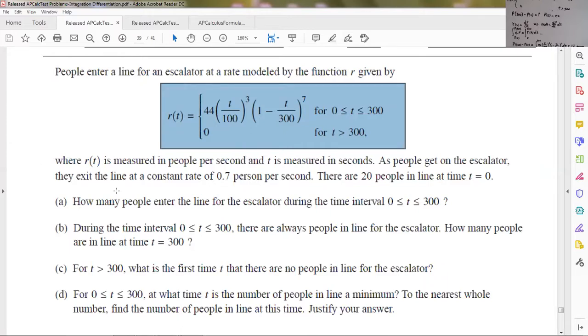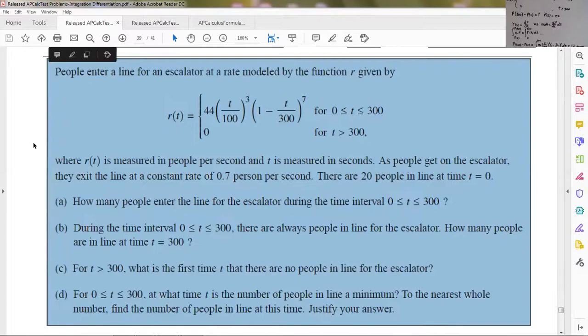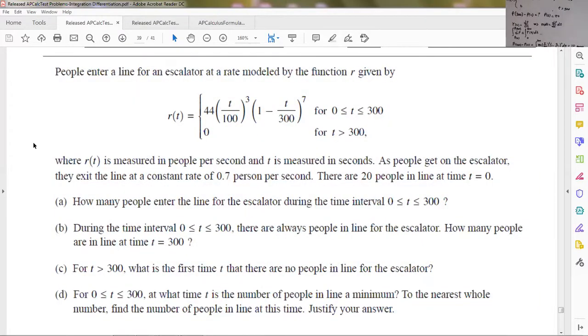Let me see, this is measured in people per second. People get in the escalator. They exit the line at a constant rate of 0.7 per second. There are 20 people in line at time 0. Okay, well, in line, not really on the escalator, but in line.